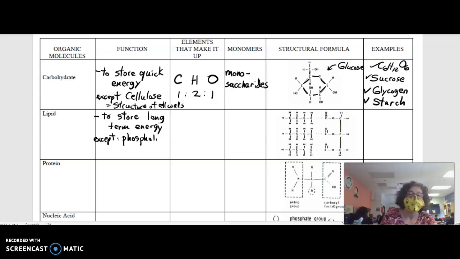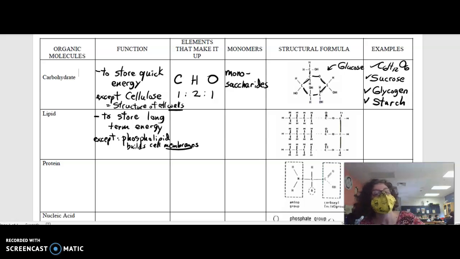except something called a phospholipid, which is not for long-term energy. It actually builds cell membranes, right? So a phospholipid builds cell membranes. And remember, cell membranes are not the same as cell walls. Cellulose is in cell walls. Cell membranes are different. And we will talk about that when we talk about cells.